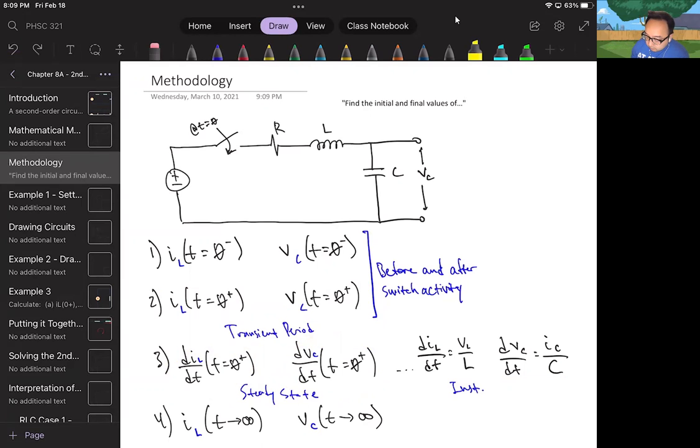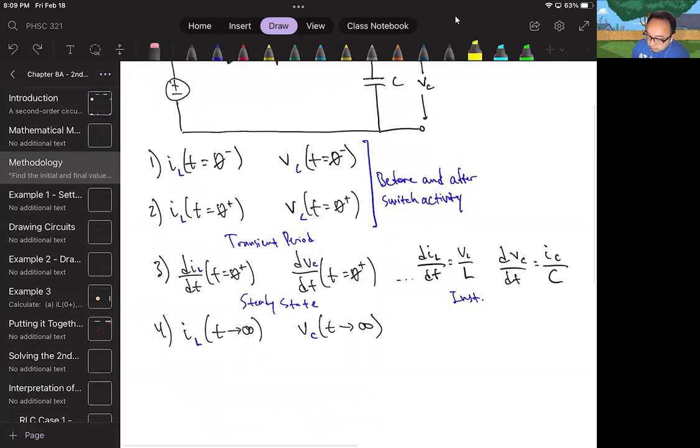The final step we need to account for is what happens to the current going through the inductor when time goes to infinity, and also what's the voltage across the capacitor when time goes to infinity. We call that steady state, or what happens after a long period of time.